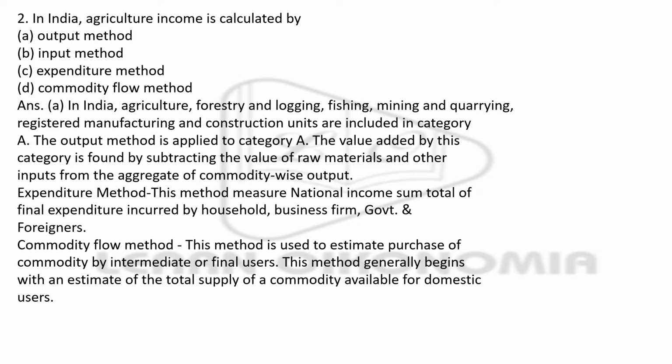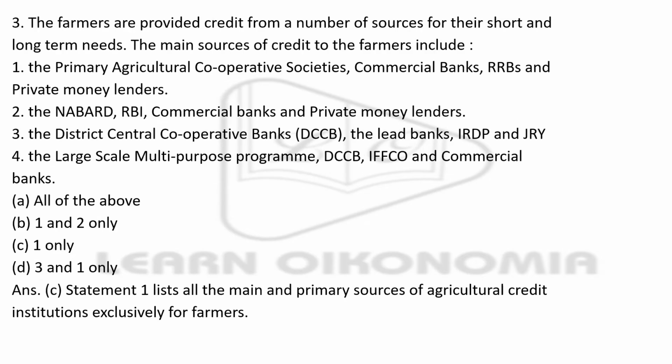Coming to the commodity flow method, which could be a new topic for many of you. This is another method, used to estimate the purchase of commodities by intermediate or final users. This is not a method to calculate national income, but it is given in the options just to confuse you. This method generally begins with an estimate of the total supply of a commodity available for domestic users.